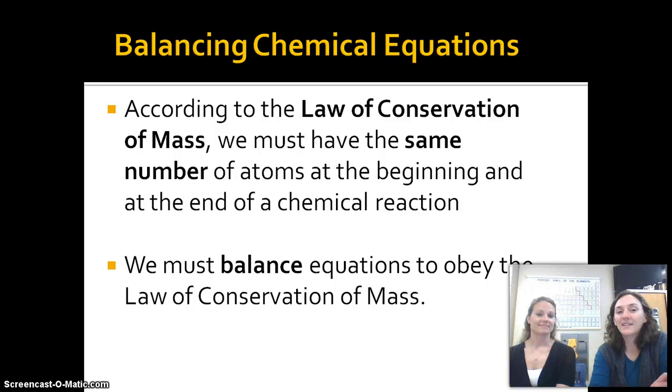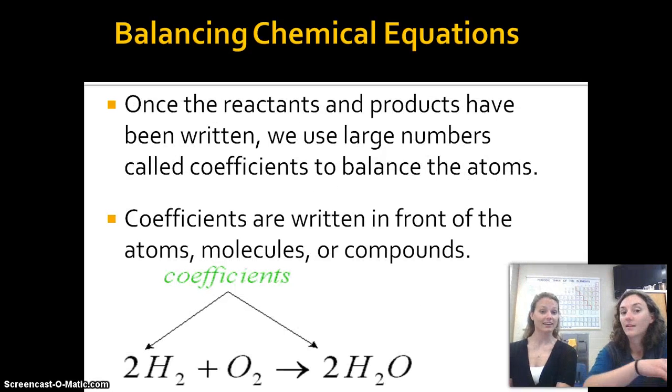Okay, now we get into balancing. According to the law of conservation of mass, we must have the same number of atoms at the beginning of a chemical reaction as we do at the end of the chemical reaction. So if you start with 2 carbons, at the end you better have 2 carbons. That's just the law of conservation of mass. So we must balance the equations to obey this law.